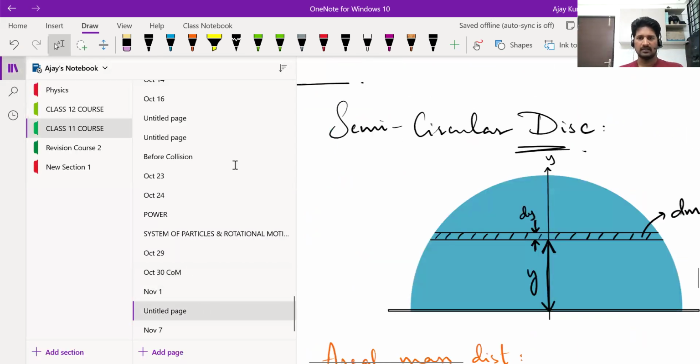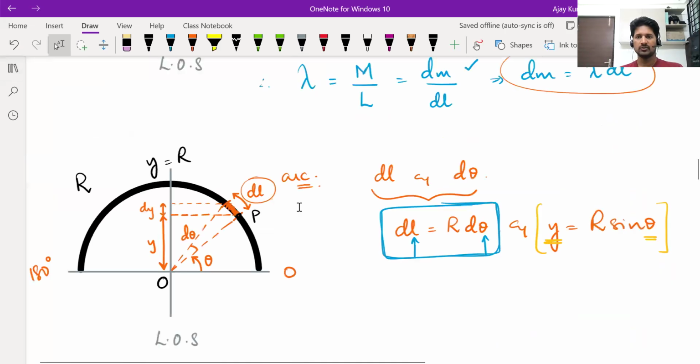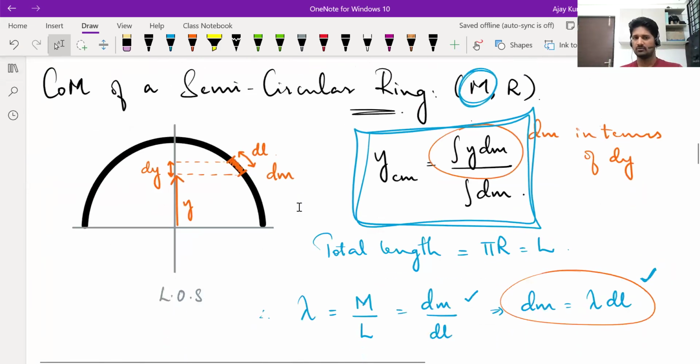Next, in the last class, we derived the position of center of mass of a semicircular ring. But here also, what did we do? We treated the ring as a collection of particles. One small particle of mass dm, length dl, we took, and we did the integration.